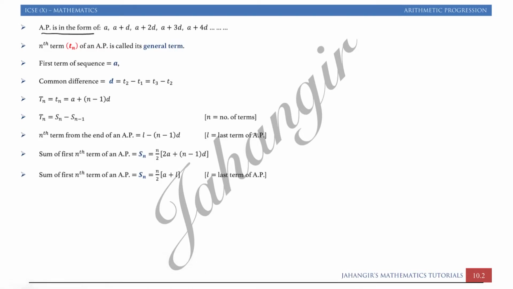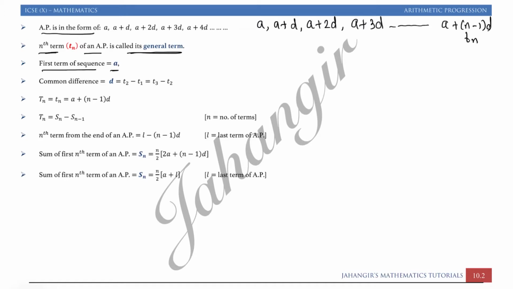So okay, now as we know, AP is always in the form of A plus D, A plus 2D, A plus 3D, and so on up to A plus n minus 1 d, which we can say is Tn. Now the nth term, that is Tn of an AP, is its general term. General means it can be any term, just like we did the 50th term, it can be the 100th term, it can be any number of term. First term of the sequence is A.